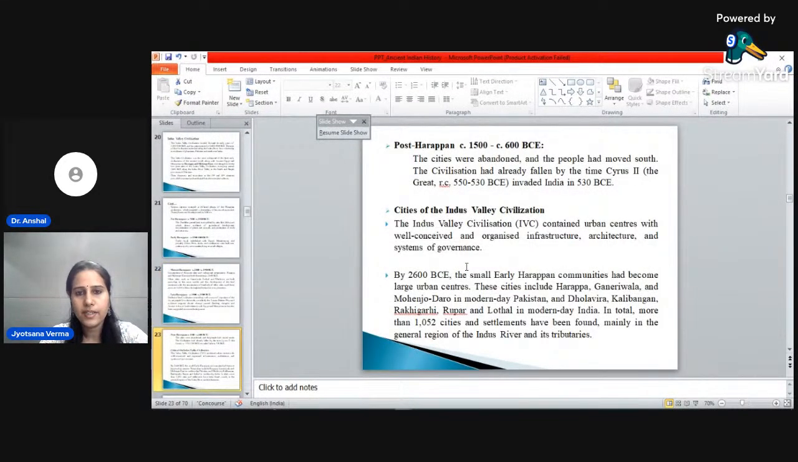Post Harappan is another phase of this civilization, with a time period from 1500 to the 6th century BC. In this time period, the cities were abandoned and the people had moved south. The civilization had already fallen by the time of Cyrus II. Basically, in this post-Harappan period, the Indus Valley Civilization declined. And the 6th century BC was the time of the second urbanization in Indian history, and there were Janapadas and Mahajanapadas, and some republic states.